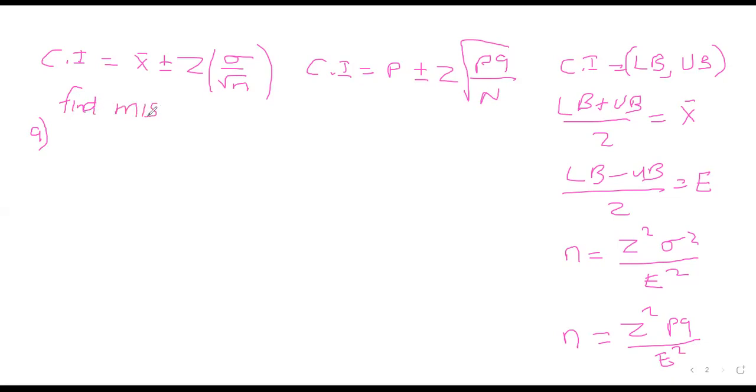Find the missing. So suppose we are asked to find the confidence interval. We don't know the mean, but the mean we are told is 10. Our alpha is 0.05. The standard deviation is 12. The n is 36.